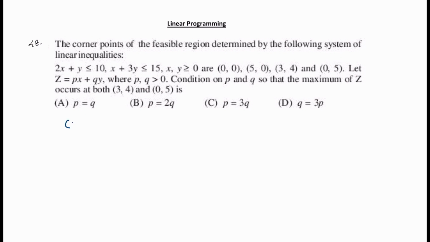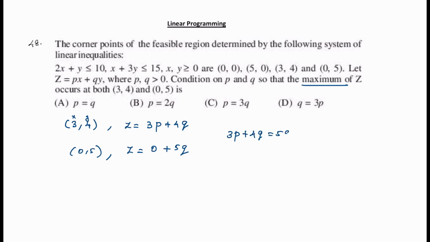So let us calculate Z value at 3, 4 and at 0, 5. This is X and this is Y. So Z value will be 3 times P plus 4 times Q. And at point 0, 5, Z will be 0 plus 5Q. And they give the same maximum value, the question says. Let us equate them. 3P plus 4Q is 5Q. Therefore, Q is 3P. D is the correct option.